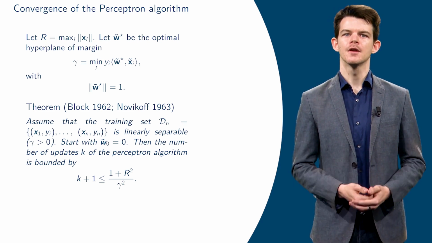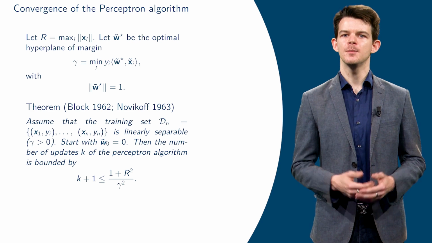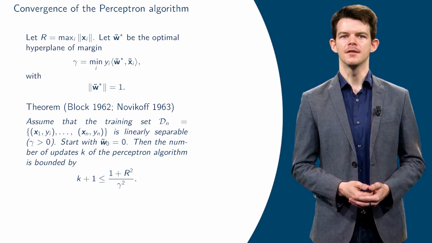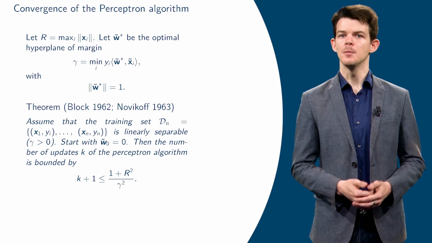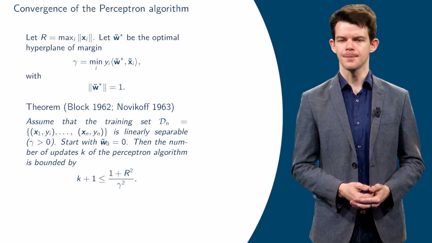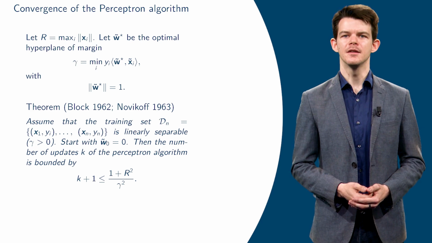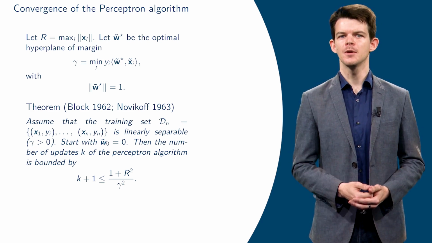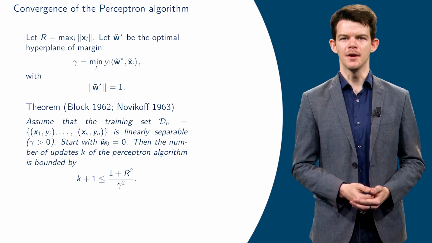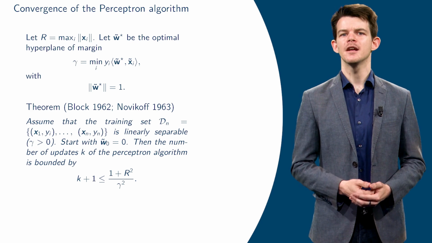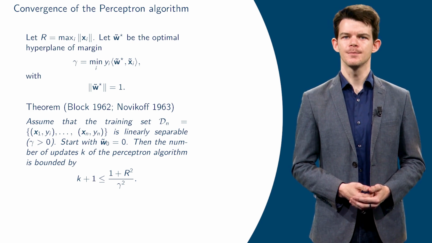When you see such results, the first thing to do is to understand the dependency of the upper bound in the parameters. In this case, if R is large, then the number k of iterations is large, which is consistent, because if R is large, then it means that the dataset is widely spread. Besides, if gamma is small, then the number of iterations is large, and again, this seems logical because gamma is the margin of the hyperplane. If gamma is small, the two classes are difficult to separate, and the algorithm takes more steps to converge.